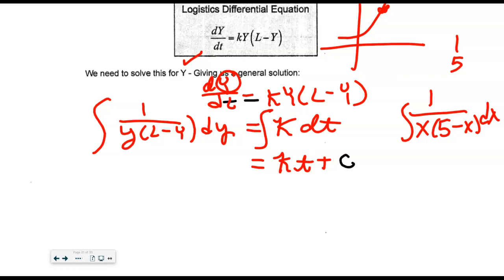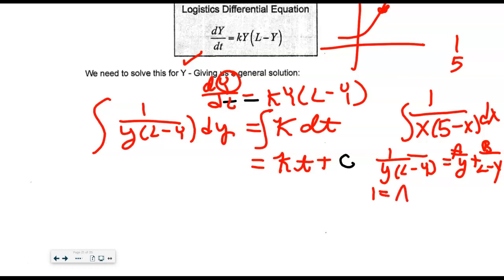We break this up. We'd say that 1 over y times (L minus y) is equal to some constant over y plus some constant over (L minus y). Good so far? This is good to review this anyway. Remember, we multiply the whole thing through by that denominator. It'll wipe it off on the left. Basically, it gives you crisscross over on the other side. So we have A times (L minus y). Remember, L's a number, plus B times y.